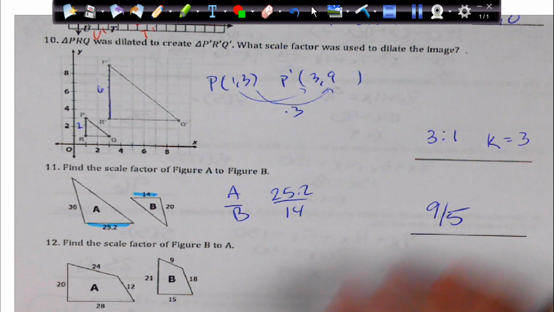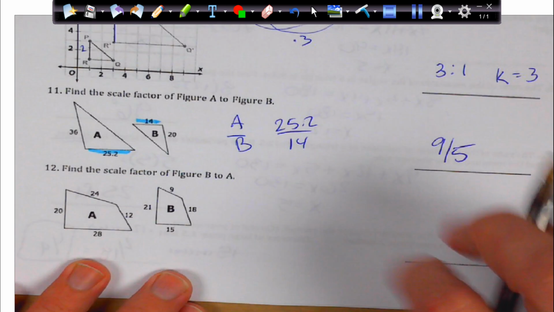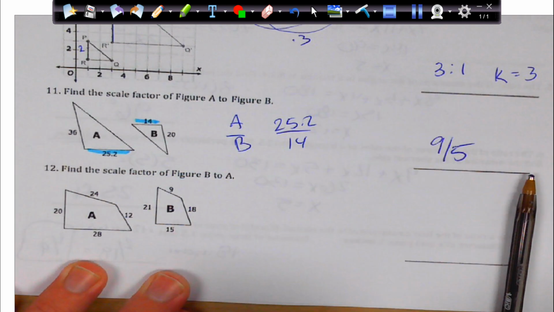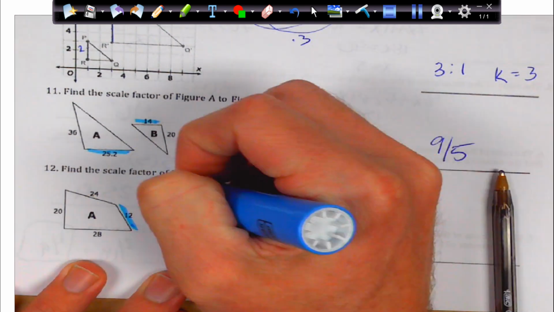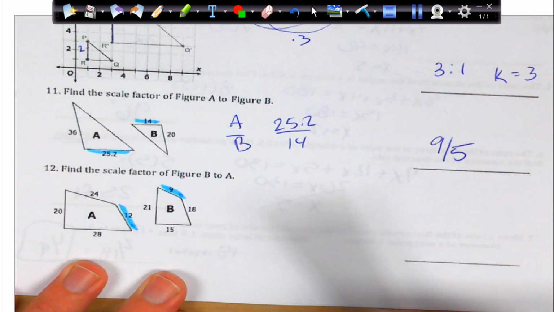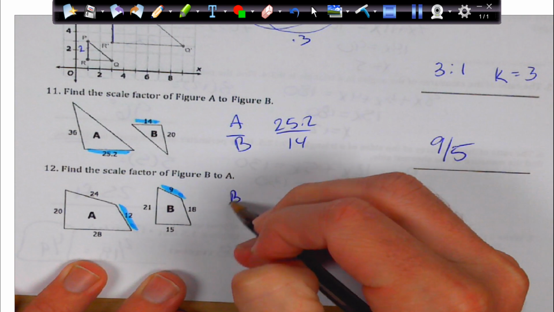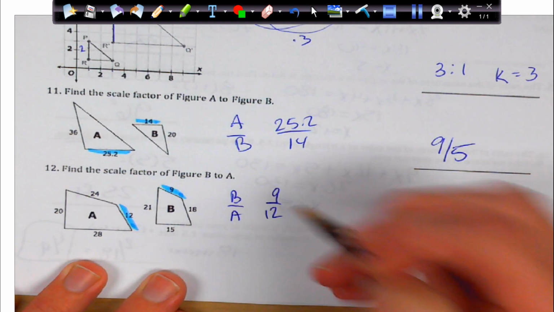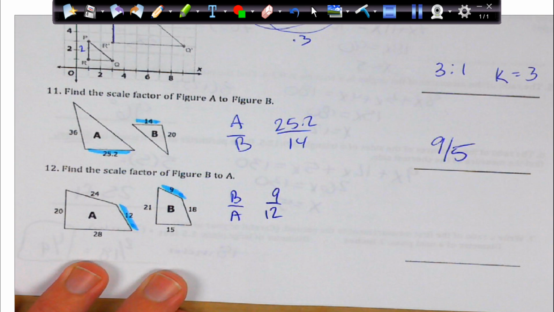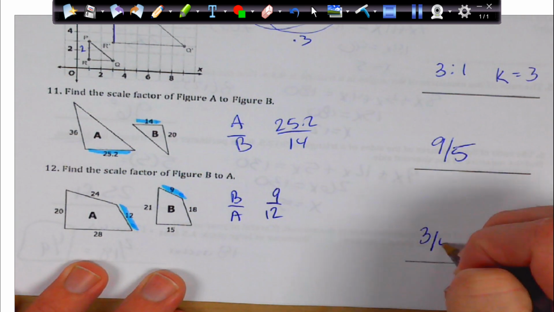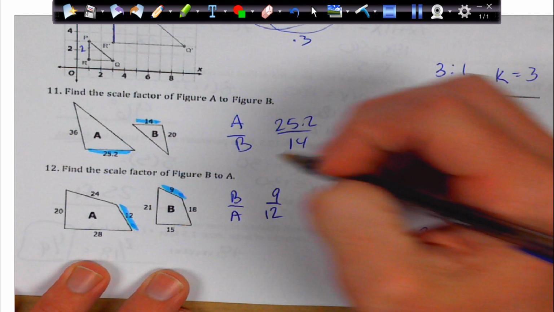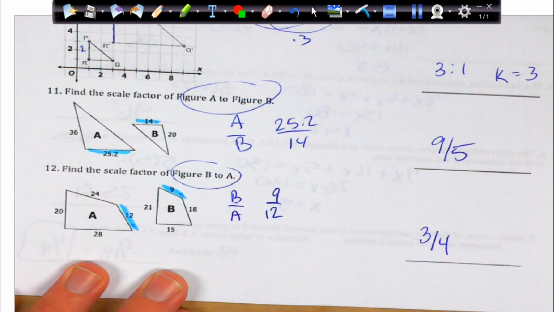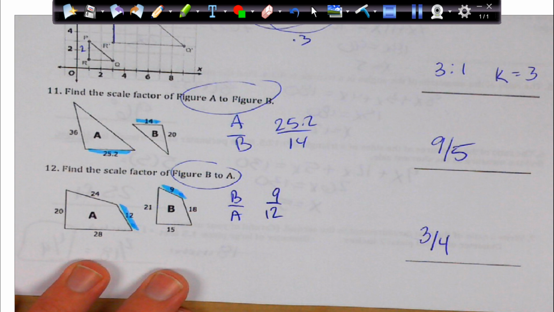And on the next one, again, find the smallest piece, which is 12 and 9. And now it's B to A, so I'm going to put 9 on top, 12 on the bottom. And we could reduce this fraction pretty easily. 3 goes into both, so that's 3/4. Again, make sure you read this part on how it's asking you to set up the ratio. A to B, B to A.